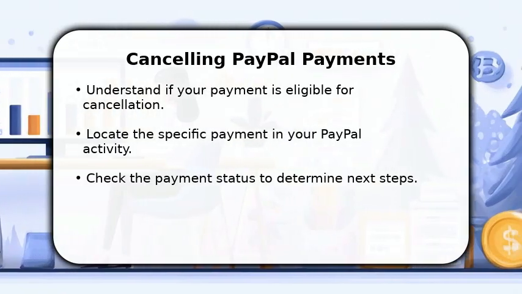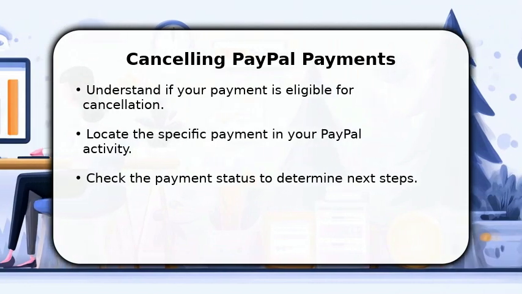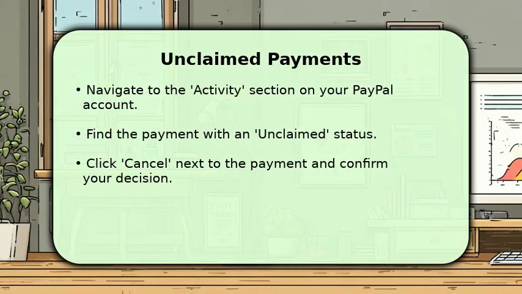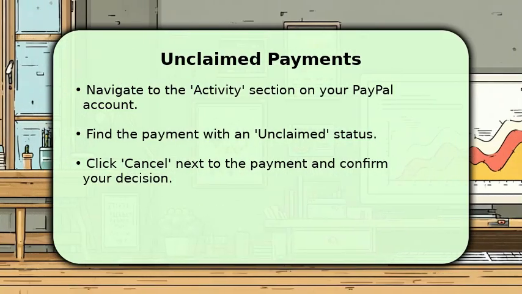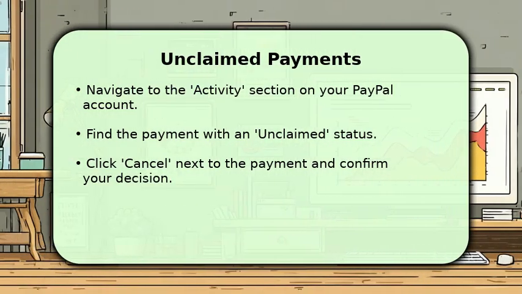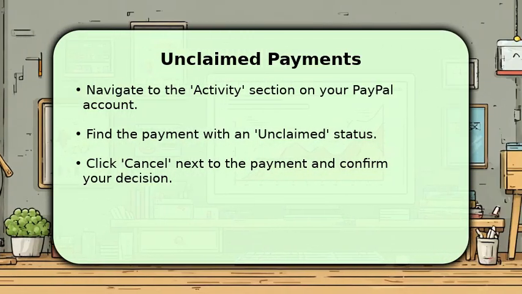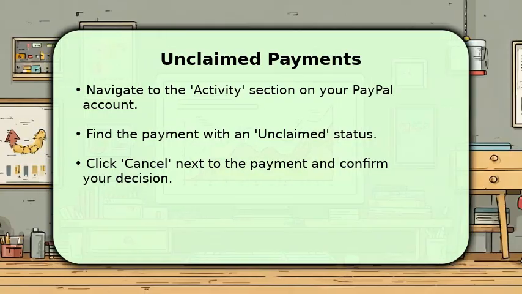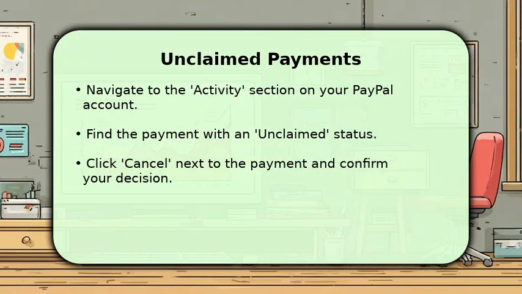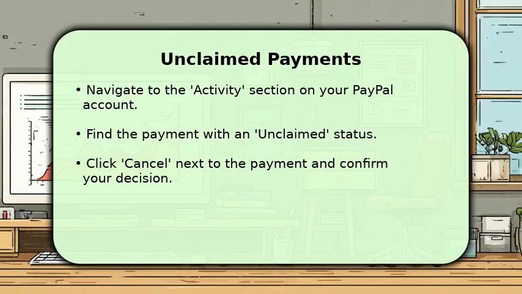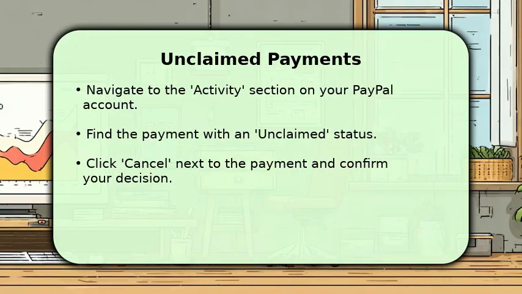Payments that are unclaimed are generally the easiest to cancel directly, often with just a few clicks. If your payment shows an unclaimed status, you're in luck. This means the recipient hasn't yet accepted the funds, making cancellation straightforward. From your activity page, simply locate the unclaimed payment. You should see a cancel button right next to it. Click this button and then confirm your decision when prompted. The funds will then be returned to your account, typically within a few moments, without any further action required from the recipient.